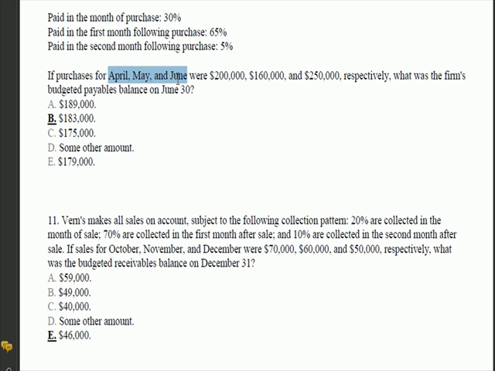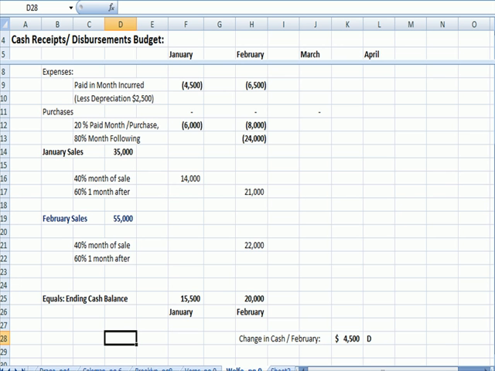The period we're talking about is April, May, and June, so we list the dollar amounts purchased in those months. And like many questions with a lot of data, you have to go to the end of the last sentence to find out what's really being asked. What was the firm's budgeted payables balance on June 30th, the last day of this 3-month period? Let's jump over to Excel and see what it says.